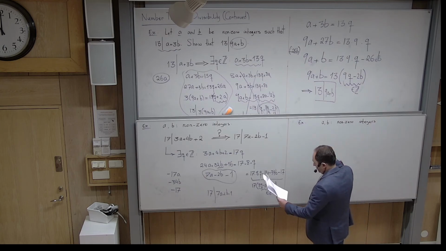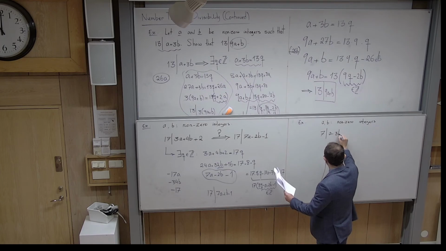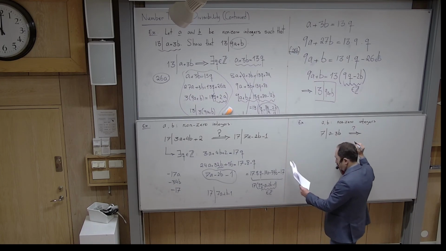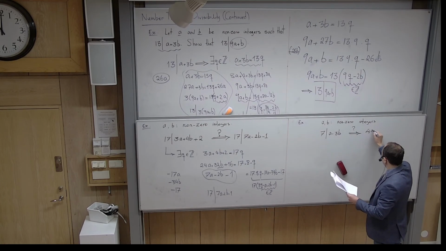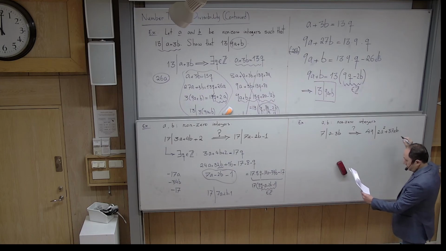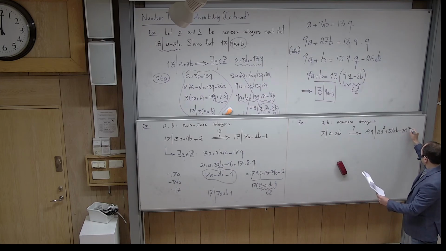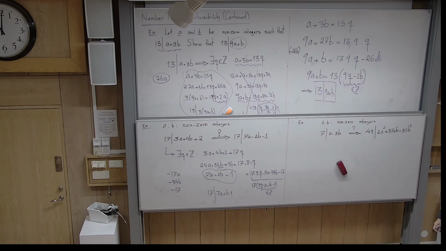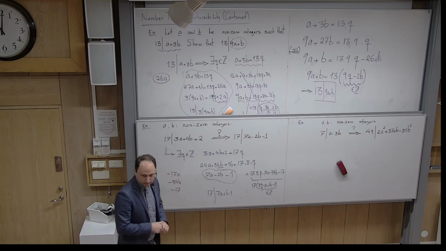And then we know that 7 divides a minus 3b. I am asking you to show me, this is different from this question. 49 divides a little bit harder combination, 2a squared plus 37ab minus 31b squared. Yes? I again pause the recording because this is important to come up with all ideas. You need to spend a long time, otherwise you will not learn.